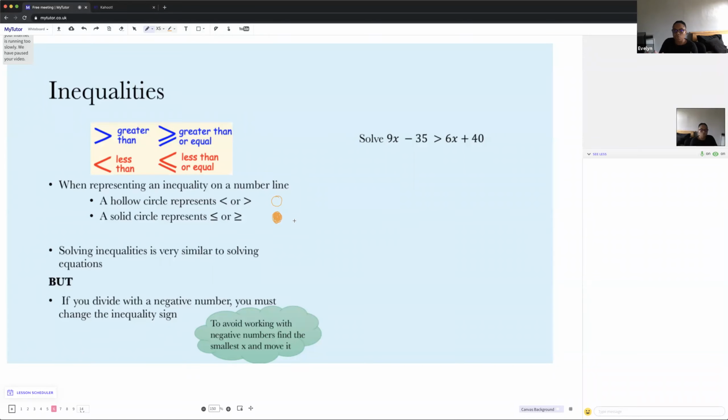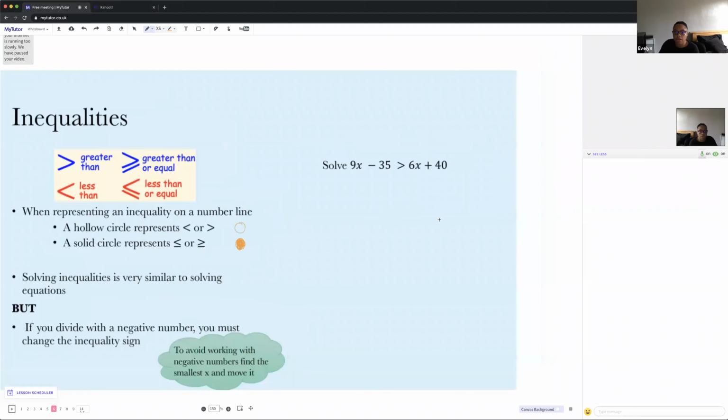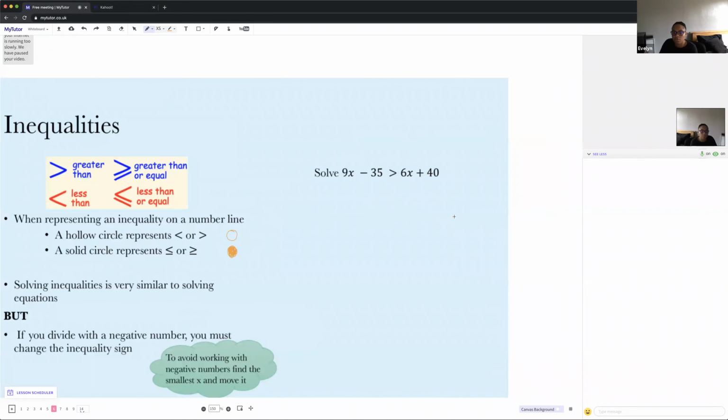So remember, if you have x's on both sides, like the example question which I'd like you to try out, the best thing to do is find the smallest x and move that one. That way, you won't have to work with negative numbers, and you don't have to switch around the inequality sign. So have a go at this question: solve 9x minus 35 is greater than 6x plus 40. Look for the smallest x and move that one first. Have a go at that one.